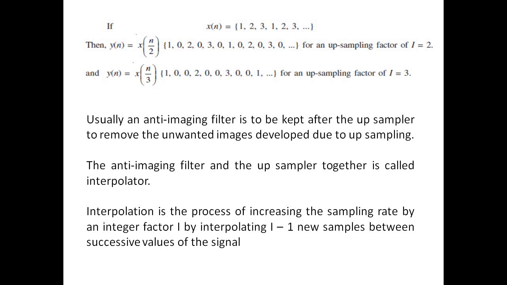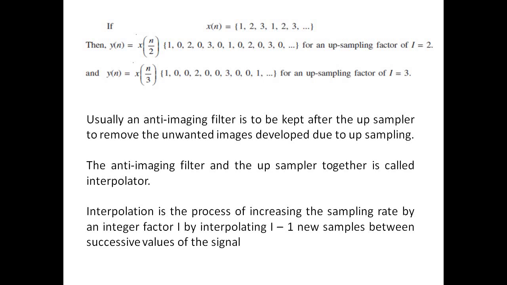x of n by 2 takes the given input signal x of n, the 0th sample as it is. Then the next sample is ignored and put as 0, and the next sample is 2, then 0, then 3, then 0. That is, in between every sample it adds zeros. For n by 3, every third sample of the input signal will be written, whereas the subsequent samples will be made zeros.